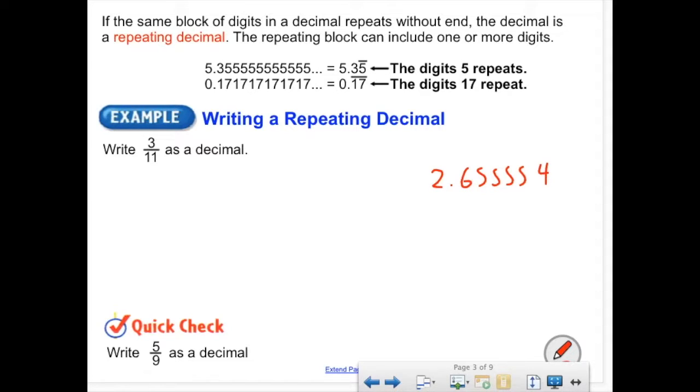Now, your question I think will be answered with this next problem. Let's go ahead and do this next problem, okay? Write it as a decimal, and when you identify the pattern, then you'll know where to put the bar. I need you guys to do it at this point. And this is pretty easy stuff.